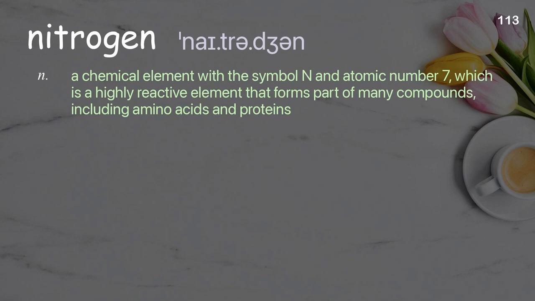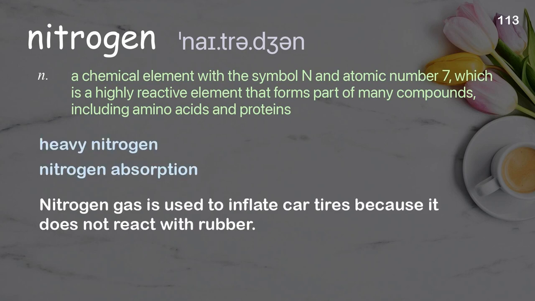Nitrogen. A chemical element with the symbol N and atomic number 7, which is a highly reactive element that forms part of many compounds, including amino acids and proteins. Examples: heavy nitrogen, nitrogen absorption. Nitrogen gas is used to inflate car tires because it does not react with rubber.